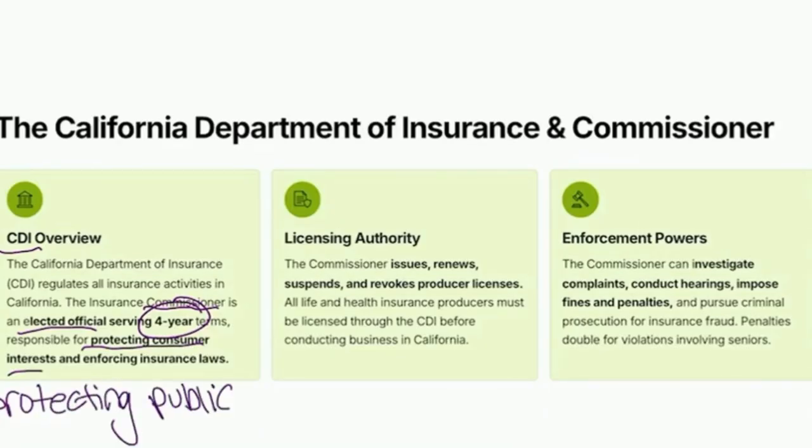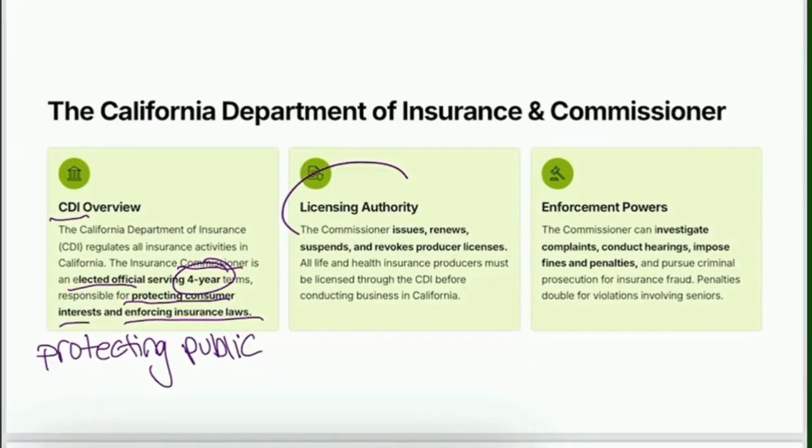And enforce insurance laws. They also have the licensing authority. So when you pass your exam, which you will, the commissioner is the one who will issue your insurance license. And when you complete your continuing education and renewals, you'll get your license renewed, all handled by the commissioner. And for anybody who does perhaps violate any insurance code laws, rules, or unfair trade practices, the commissioner is also the one who can suspend or revoke producer license.